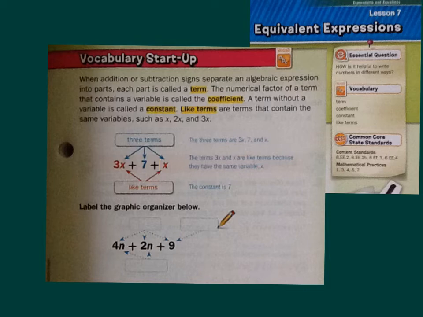So let's label this below. I have 4n, 2n, and 9. So still, these are my terms. Notice 4n and 2n both have an n as the variable, so these are like terms. Whenever we have like terms, we can always combine them together. 9, then, remember a number without a letter is called a constant. So 9 would be considered my constant.